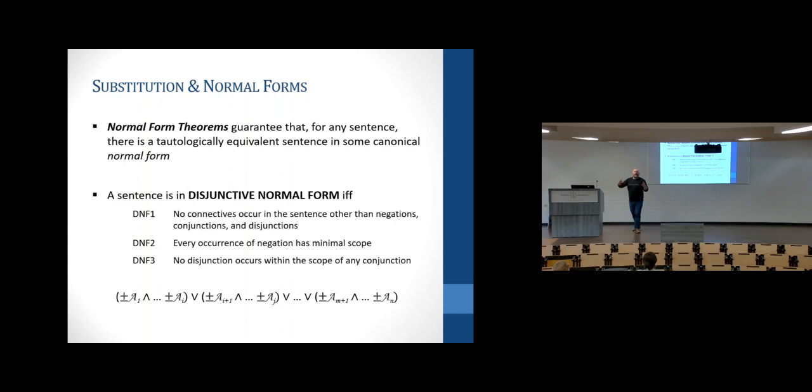Disjunctive normal form has this particular structure. Only those three connectives. Negations have minimal scope. Then the next level up are conjunctions. Then the next level up are disjunctions. Disjunctive normal form is kind of handy because you can put it to use in various places.